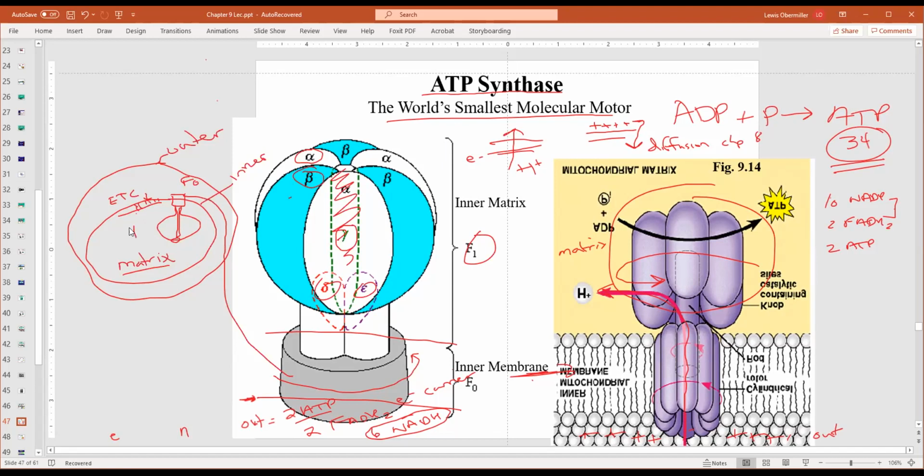What you do need to know is F1 is located in the matrix. F0 is located in the inner membrane, which is upside down and backwards, but it's written right there. The protons go through here and make this thing rotate. And when it rotates, it opens and closes to build ATP.